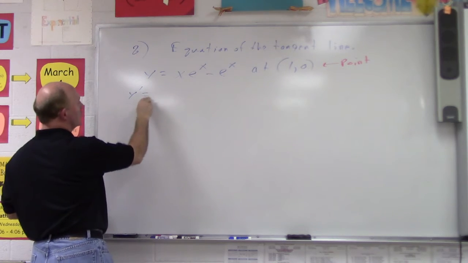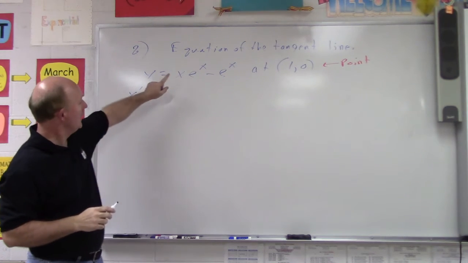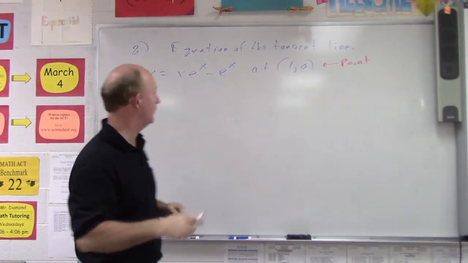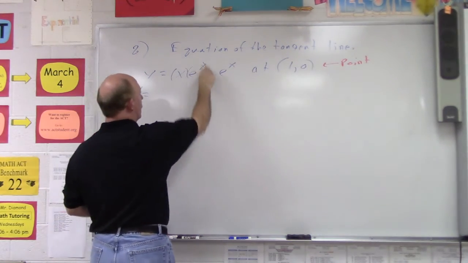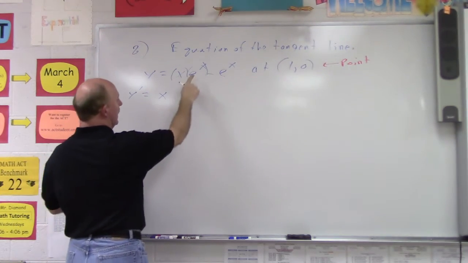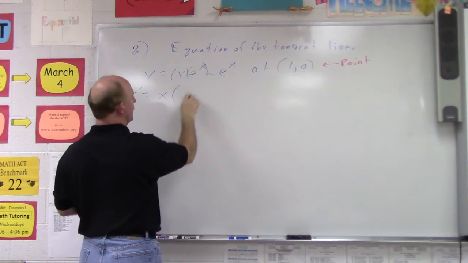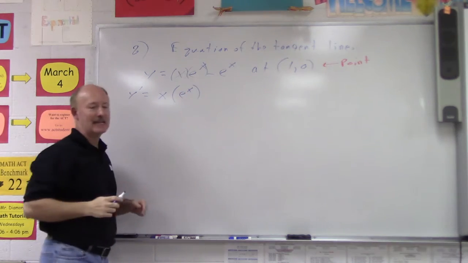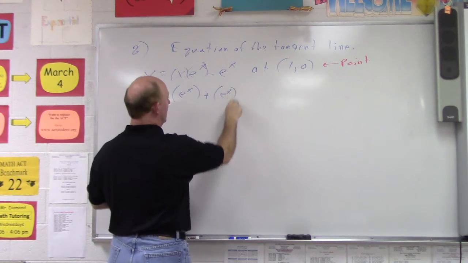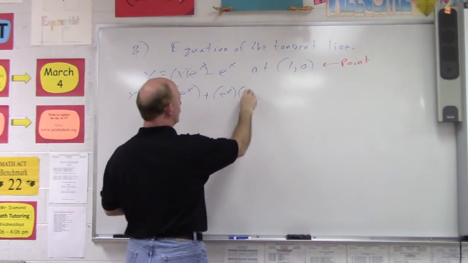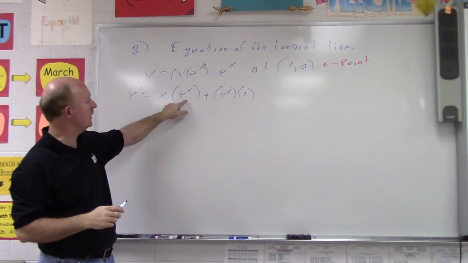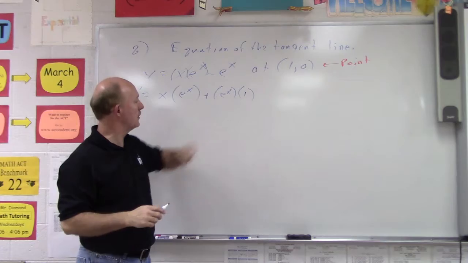So y prime is going to be equal to... Now, when you take the derivative of x e^x, that's a product, so we have to use the product rule. As we set this up, it'll be the first times the derivative of the second. The derivative of e^x is e^x. So first times the derivative of the second, plus the second, e^x, times the derivative of the first, which is 1, since the derivative of x is 1.